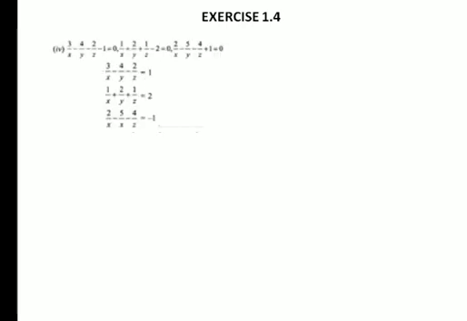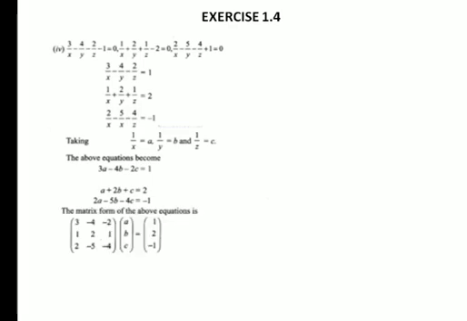Fourth question. Take it and write the equation. Take it as 1 by x equal to a, 1 by y equal to b and 1 by z equal to c. The above equation became, you take it and change the place value of a, b and c, substitute in this equation. Then you write it in the matrix form. Find out the delta. Delta value is minus 15.